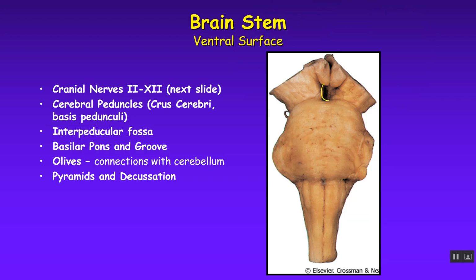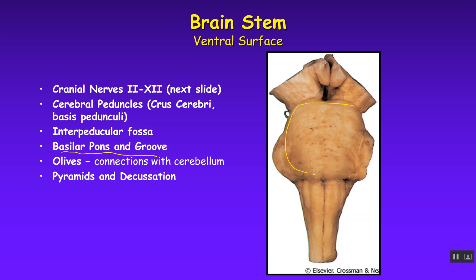Interpeduncular fossa, that's this fossa right there between the two cerebral peduncles. And actually that's where your oculomotor nerves are coming out of, that interpeduncular fossa. They've been torn off though, ripped off. These guys right here are the mammillary bodies. Makes sense, mammillary, sort of what they look like. Those have more to do with some autonomic limbic function, not real important. I don't even list them, but a lot of people ask, what are those bumps? That's the mammillary bodies.